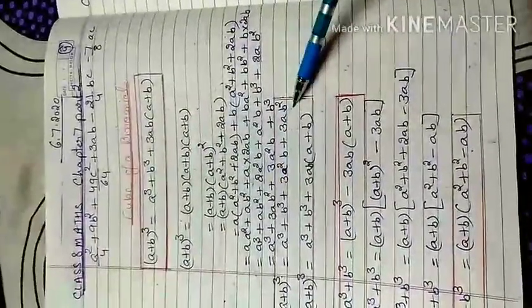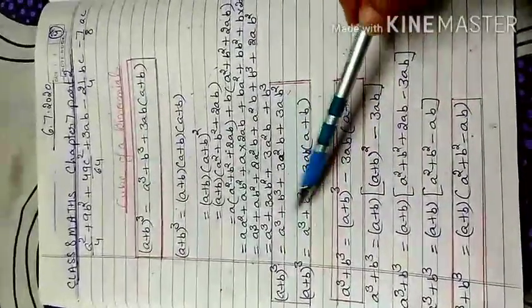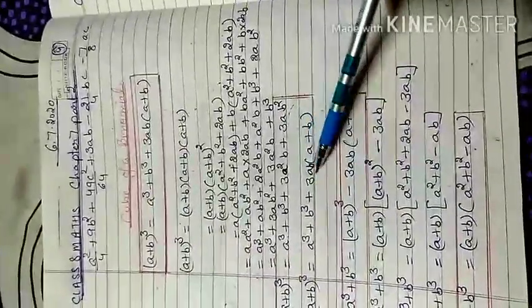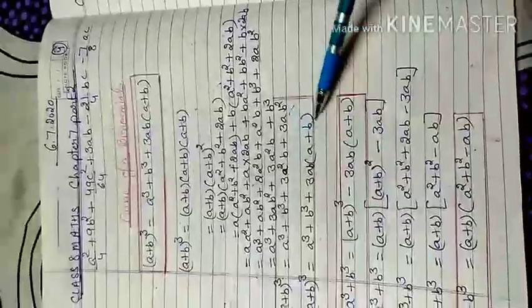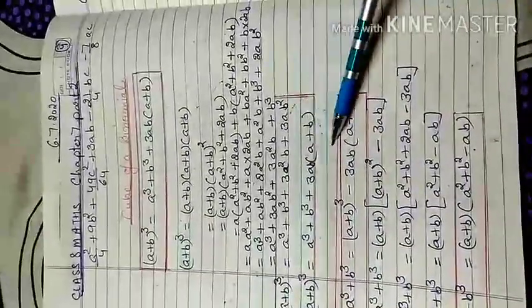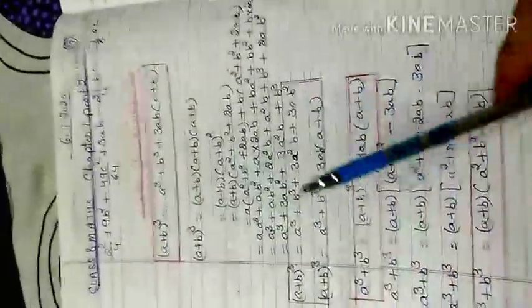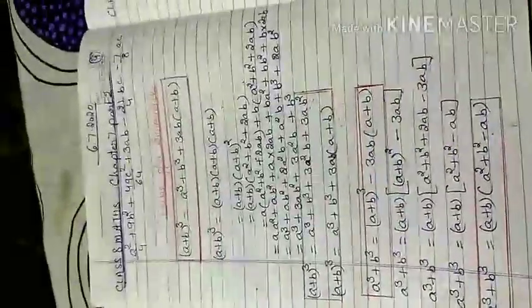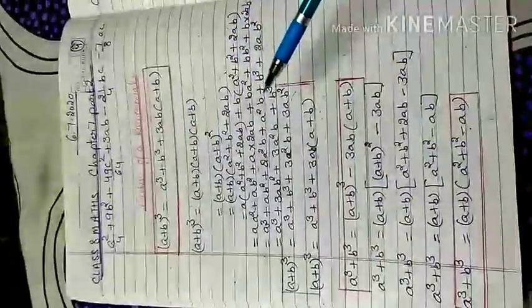So when you write it this way, these are the two formulas of a plus b whole cube. You can further elaborate this formula by taking 3ab common from the two terms, and what is left inside is a plus b. So you can apply either this formula or that formula, whichever you need according to the condition.